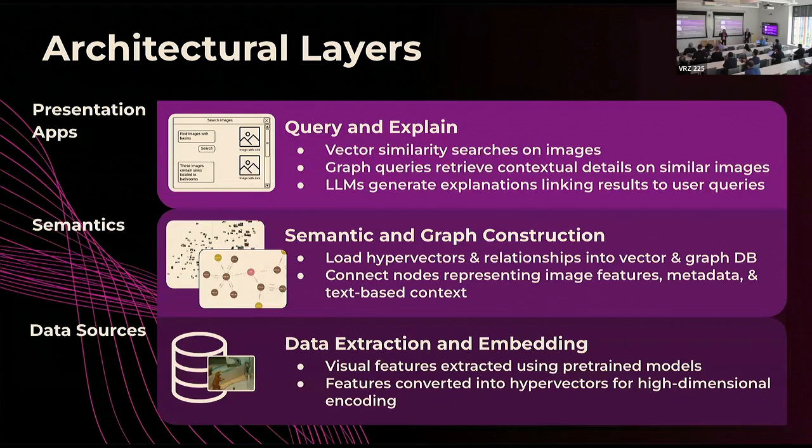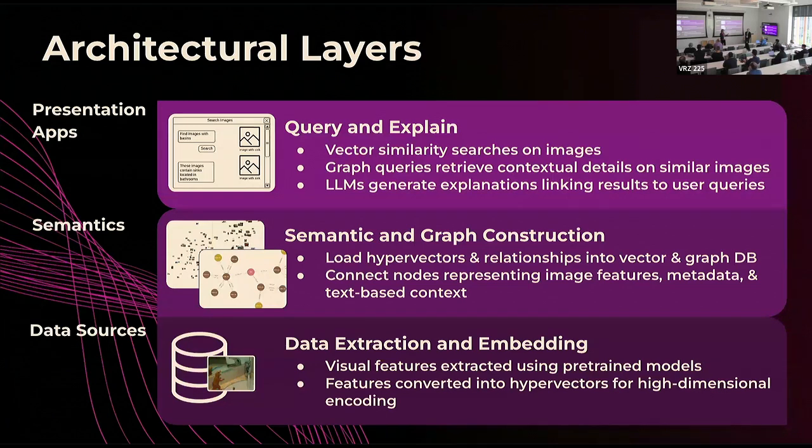But there are three different basic layers of the architecture itself. Of course, you've got your data layer and your data sources that you're extracting and embedding. And in this case, we're using visual features that are extracted with the pre-trained models that we're using. And then we're converting those to vectors in this case, so that we can find the similarity in the next step, which is the semantic layer. And I'd say that's the semantic and graph construction layer. So extracting and embedding, then we do the semantic and graph construction.